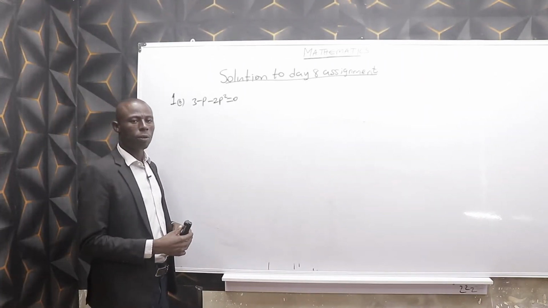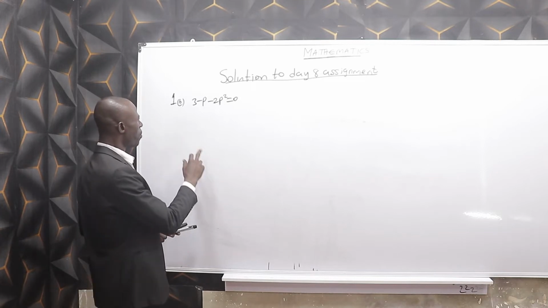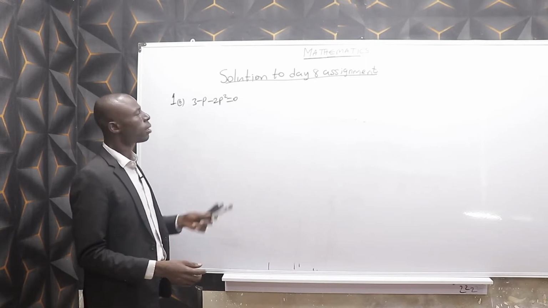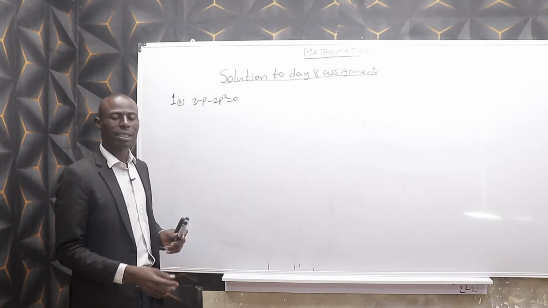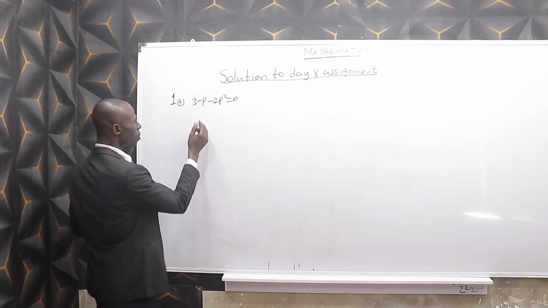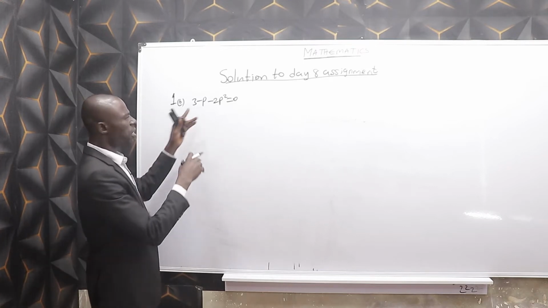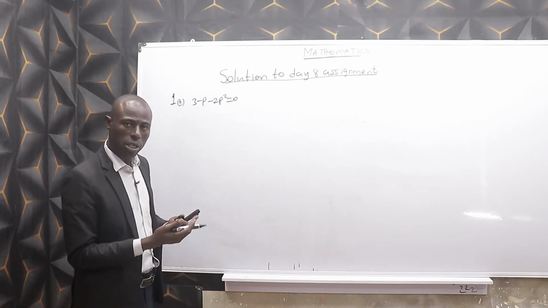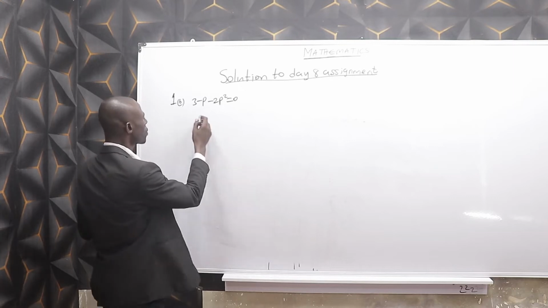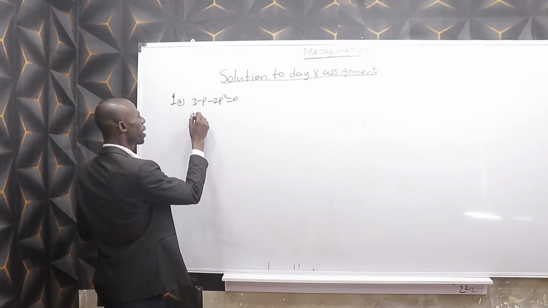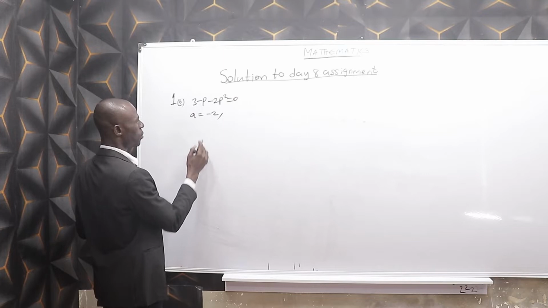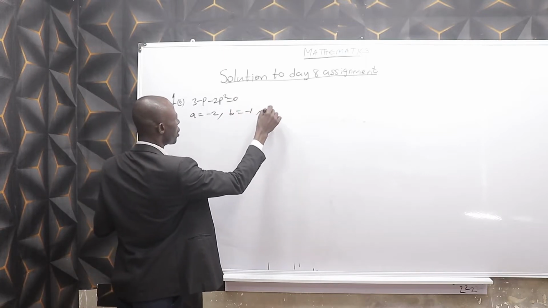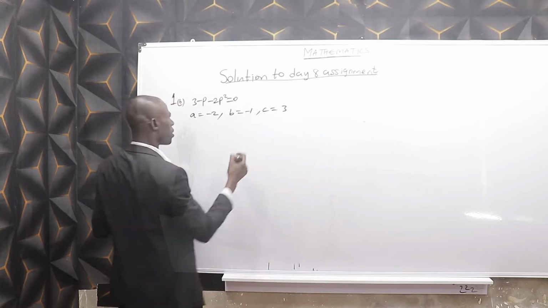Question 1b of the assignment. Solve 3 minus p minus 2p squared equals 0 using the general quadratic formula. With this, if you like, you may restructure the question. If you like, you leave it. Whether you restructure it or you leave it, you get the same answer. If you leave it this way, your a is minus 2, b is minus 1, and c is positive 3.